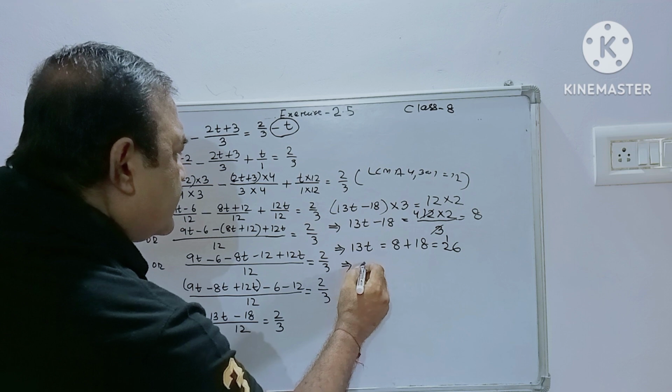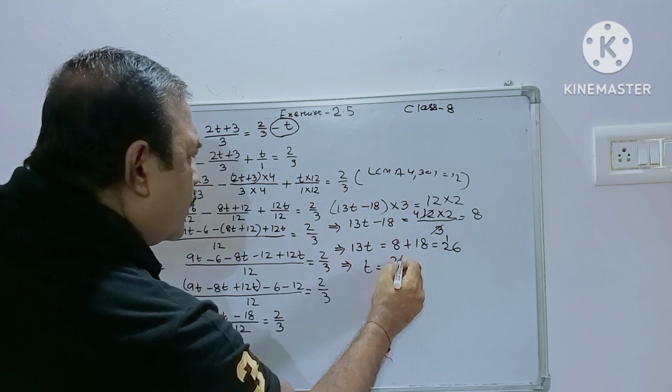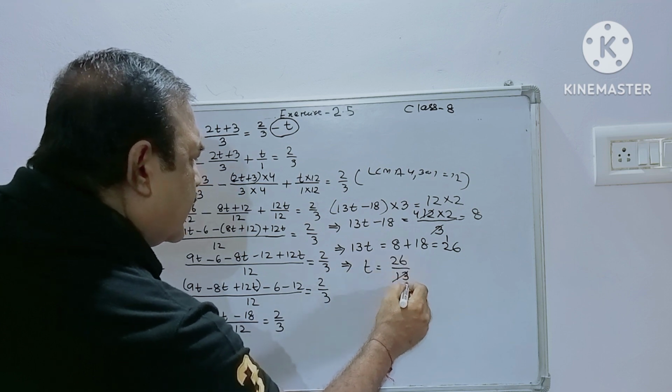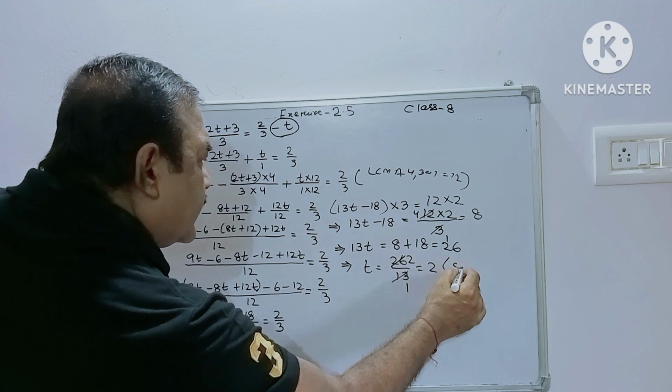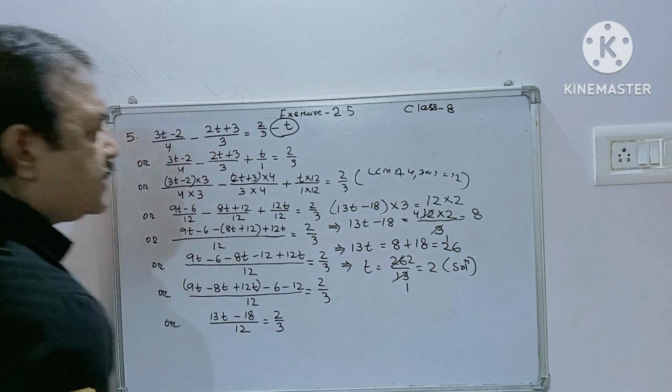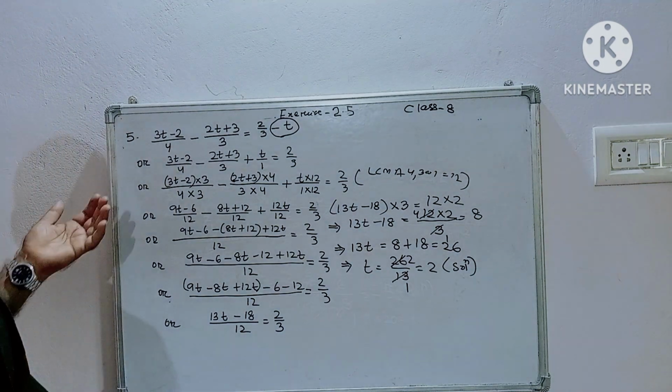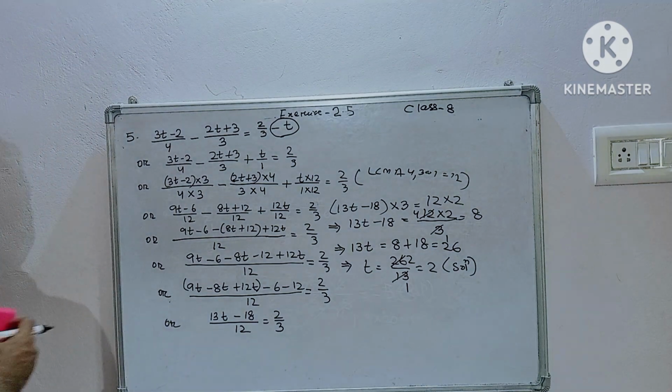That implies t is equal to 26 upon 13. 13 1s are 13, 13 2s are 26. So t is equal to 2. So that is the solution of the equation. Okay, so this is question number 5.